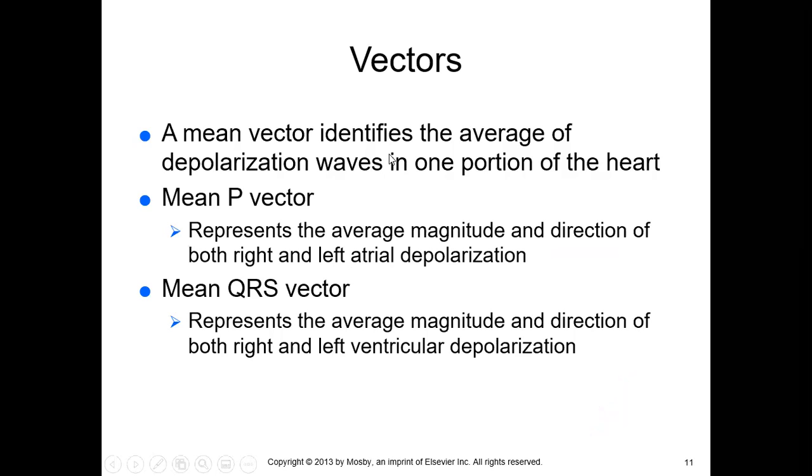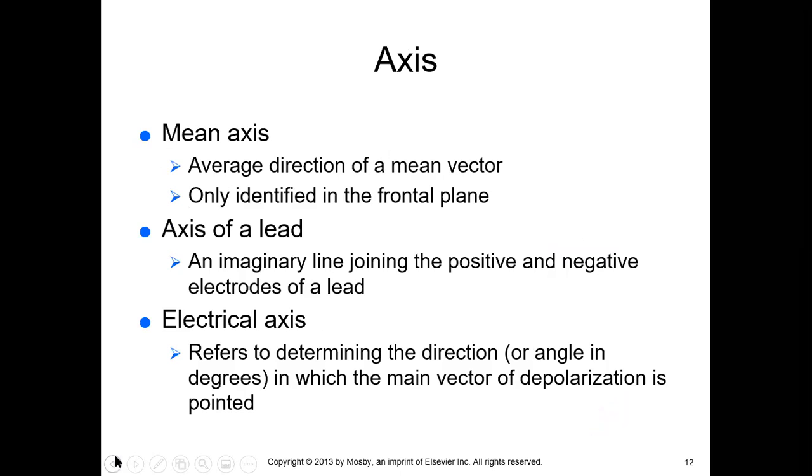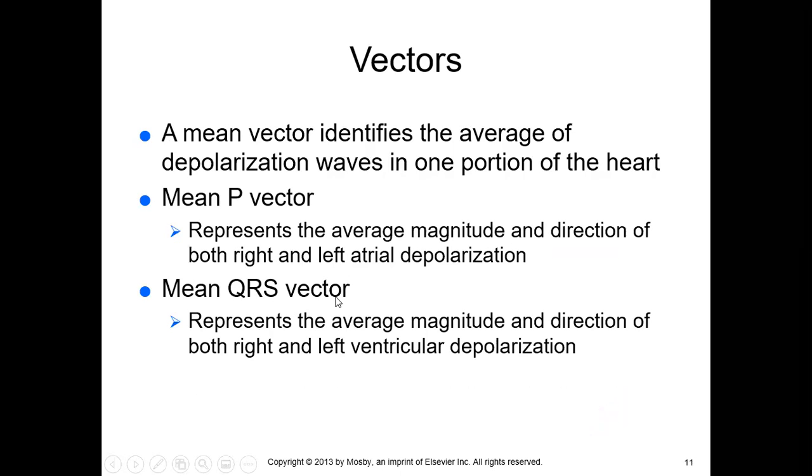A mean vector identifies the average of depolarization waves in one portion of the heart. You have a mean P vector, which is representative of the average magnitude and direction of both right and left atrial depolarization. But you also have a mean QRS vector, and that represents the average magnitude and direction of both right and left ventricle.